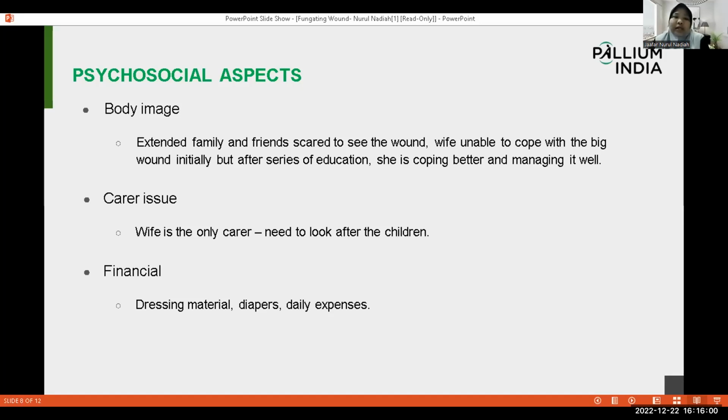And of course, he also has a care issue, as his wife is the only carer, and at the same time she also needs to look after the children, who are still schooling. In terms of the financial aspect, like I said earlier, he has a lot of issues buying dressing materials, because the wound is very wet, oozing, and there is a lot of bleeding. So he needs frequent changing of the secondary dressing, and of course the diapers and the other daily expenses.